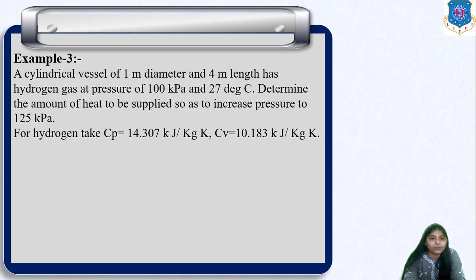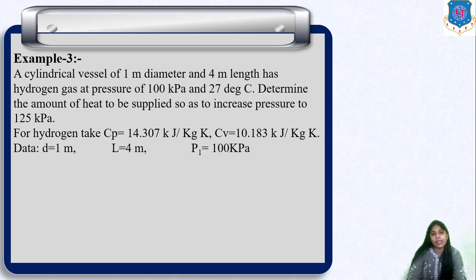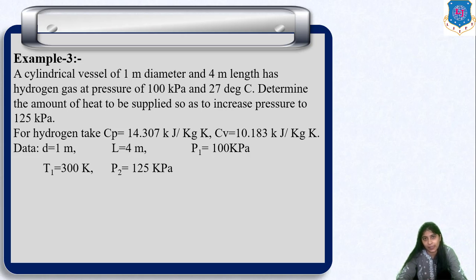Let us first note that the value of Cp for hydrogen gas is 14.307 kilojoule per kg Kelvin. Then for Cv it is 10.183 kilojoule per kg Kelvin. Then the diameter D is 1 meter here, length is 4 meter, pressure P1 is 100 kilopascal, and pressure P2 is 125 kilopascal. Temperature is 27 degrees Celsius, which is to be converted into Kelvin. Don't forget to convert the unit.